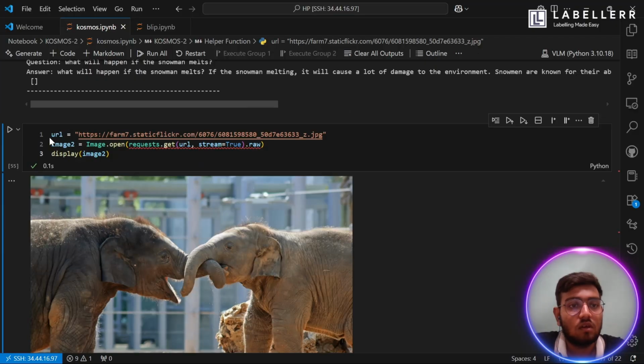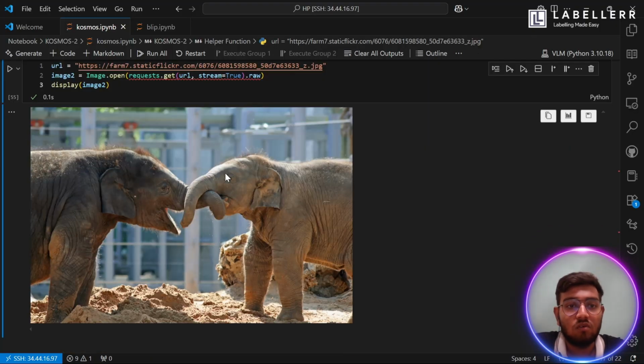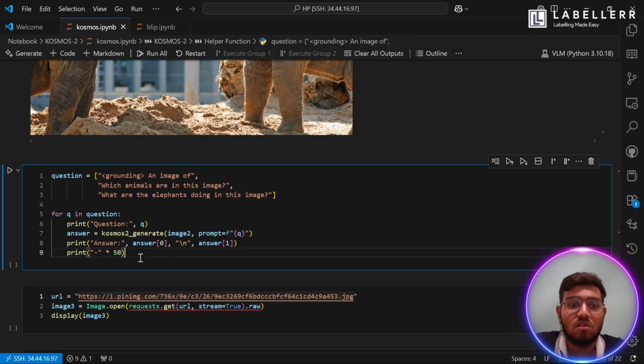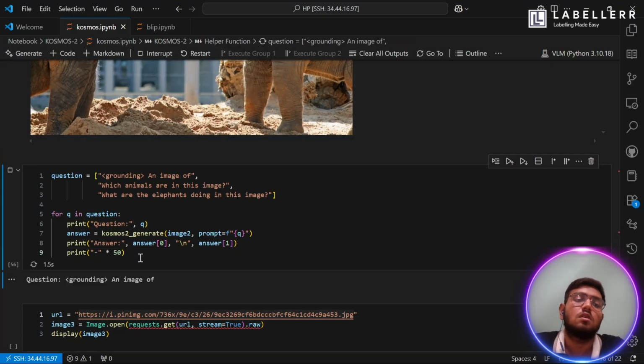So as you can see, this is an image of two elephants holding their trunks. Let's ask it some questions. Question one is I want a description: which animals are in this image and what are the elephants doing in this image? These are pretty standard questions. Let's see what happens.